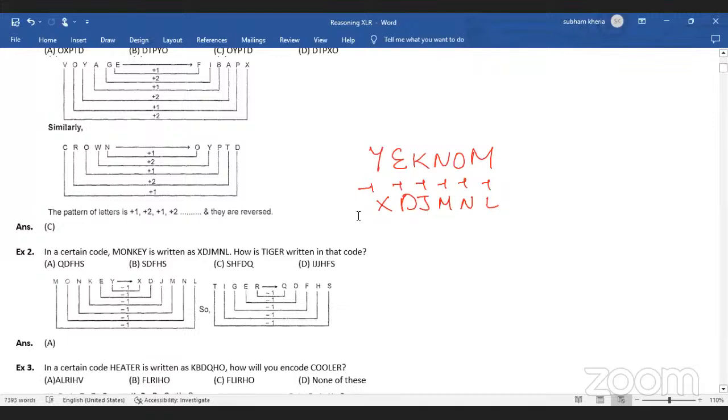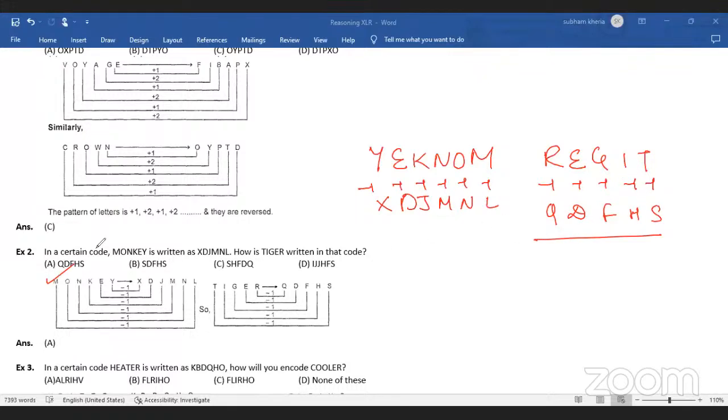So how will I get the code for the given one, tiger? जल्दी बताओ टाइगर क्या है. टाइगर सबसे पहले रिवर्स इट, REGIT, and then -1 -1 -1 -1 -1. R के पहले क्या आता है जल्दी बताओ? MNOPQR, Q, E से D, then G से F, then this is I, right? I से H, and then T से S. Q D F H S. Second option, first option is correct. QD. Okay, is it clear now, guys?